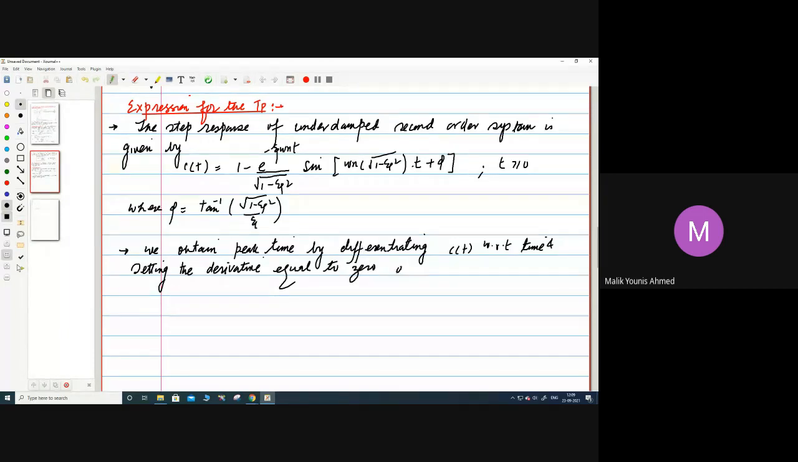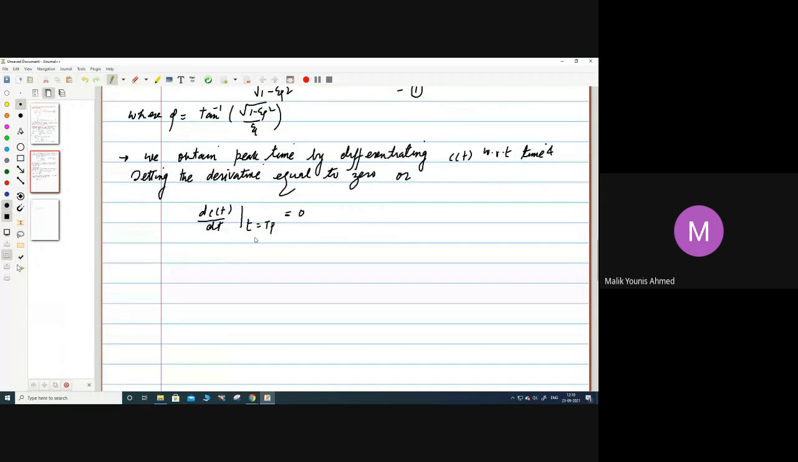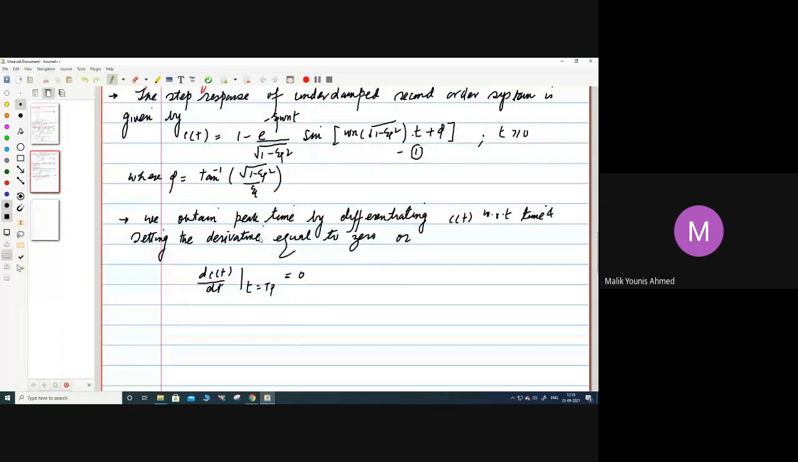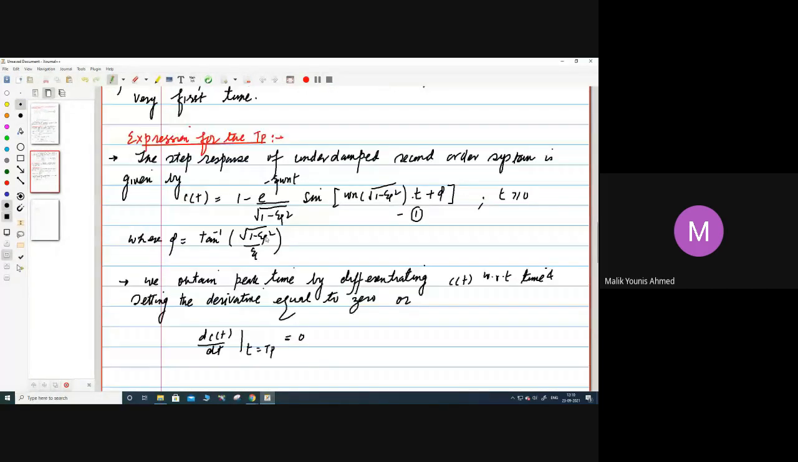Or we can write from the above expression, let's call it equation one, dc of t by dt at time t equal to tp, because we are finding peak time, equal to 0. So we have to differentiate this with respect to time and put t equal to tp. So let us do it.